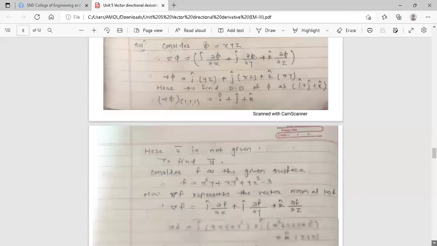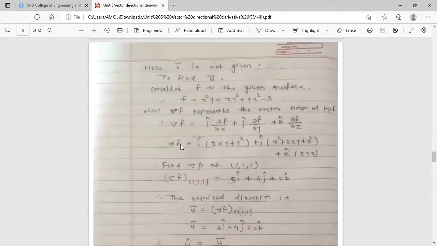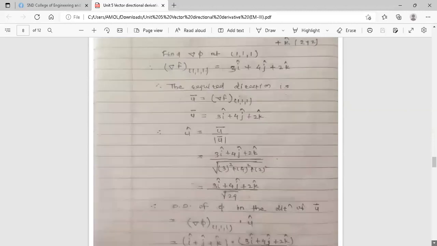So this is the equation of normal, del f or grad f. This is the equation of normal to the surface, but we want its value at particular point 1, 1, 1, because it is given. So you put x equal to 1, y equal to 1, z equal to 1 in this equation, and then you will get del f at 1, 1, 1. It is nothing but 3i cap plus 4j cap plus 2k cap. So after finding del f at 1, 1, 1, this is nothing but your u bar. So the vector u bar is 3i cap plus 4j cap plus 2k cap.